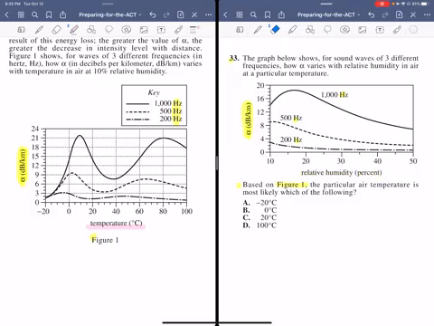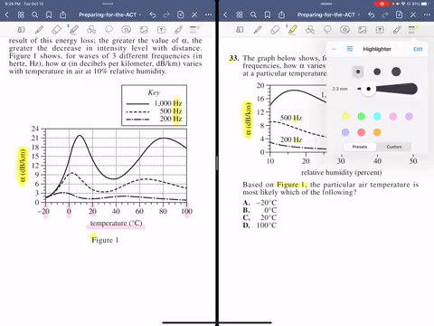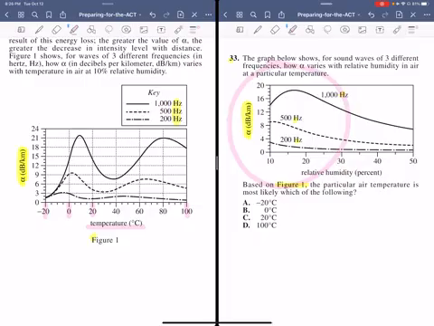Okay, so it wants to know, based on this figure in 33, so right here, based on figure 1, the particular air temperature is most likely which of the following? Let's just see. So temperature, option A is going to be -20. And then we have 0 degrees Celsius, 20 degrees Celsius, or 100. Those are the options A, B, C, or D. Okay, and so if I were to capture what's happening here in 33, at what temperature in figure 1 is it most likely to be?